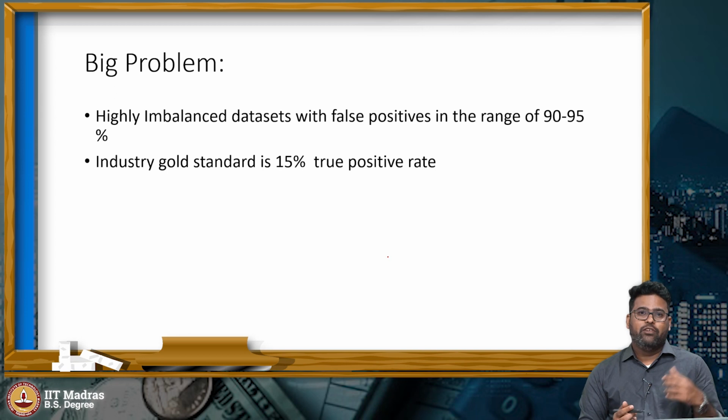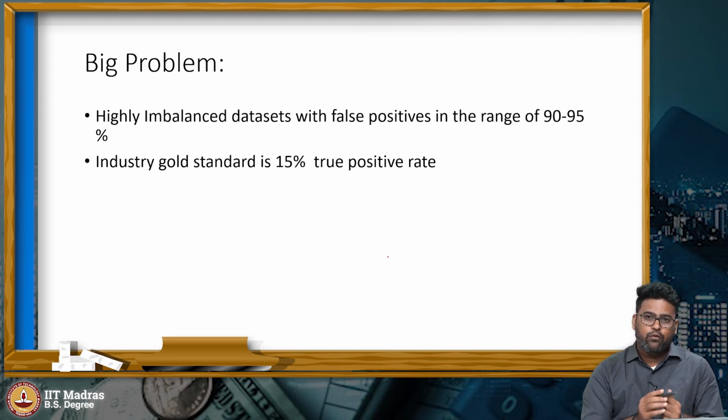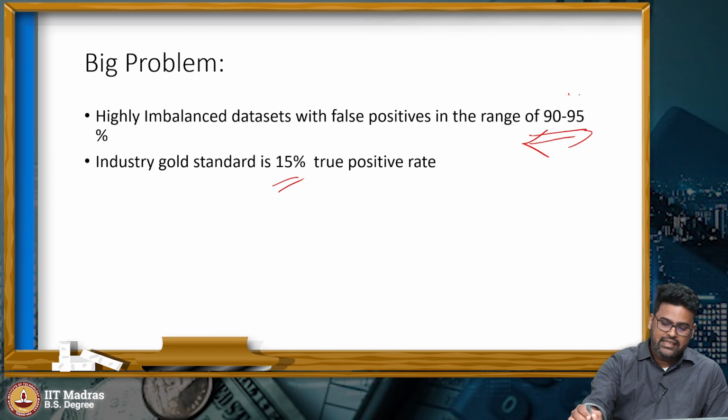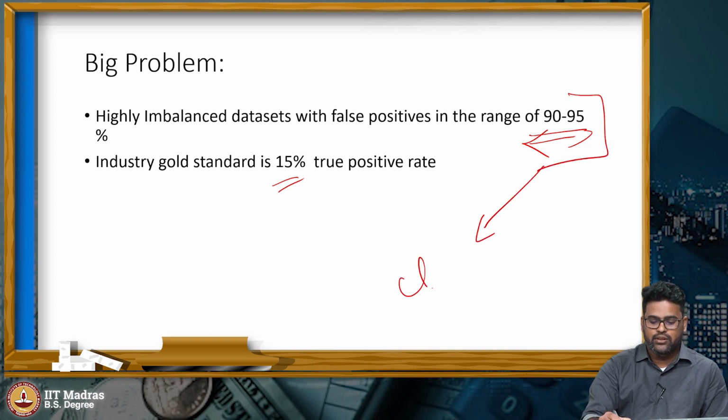So the problem with the transaction filtering system and the transaction monitoring system is a lot of false positives, and we have the alerts which are getting generated. We have a highly imbalanced data set where about 95% of them are false positives. And trust me, the industry gold standard in these traditional systems is a 15% true positive rate. So to deal with this, we use classification algorithms.